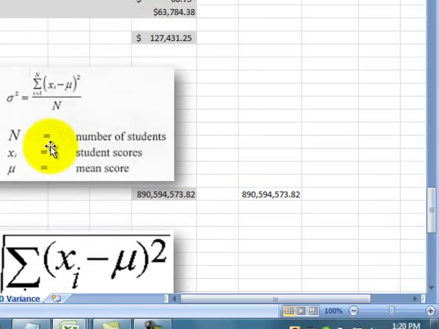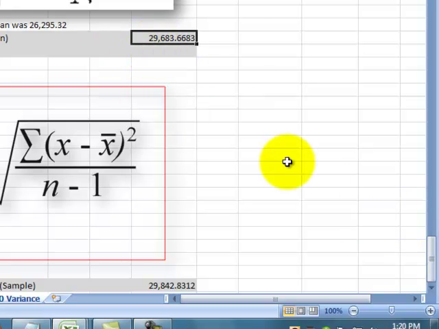But that's how you calculate your variance. That's how you calculate your standard deviation. And this is telling us the standard deviation is 29,842. And in the next video, I'll show you the power of knowing that standard deviation.